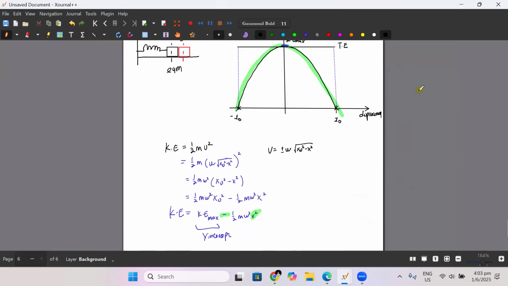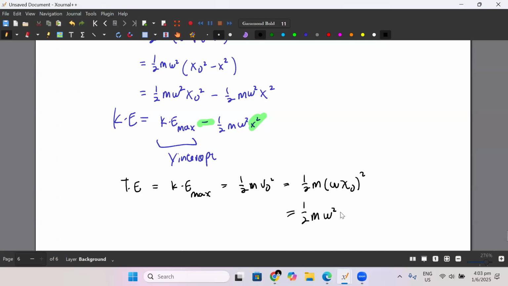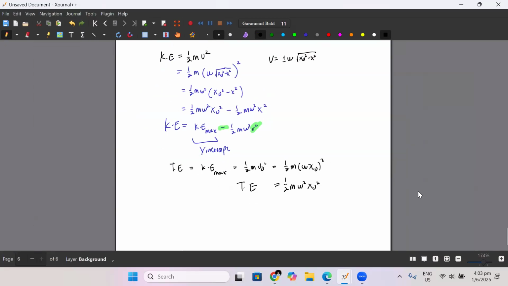Okay, yeah, and then let's just write this here. TE is KE max, which is just half m v naught square, half m omega x naught square. So half m omega square x naught square. Okay, so last thing, we also need to find an expression for potential energy.